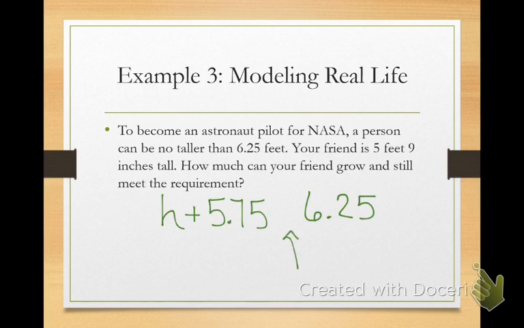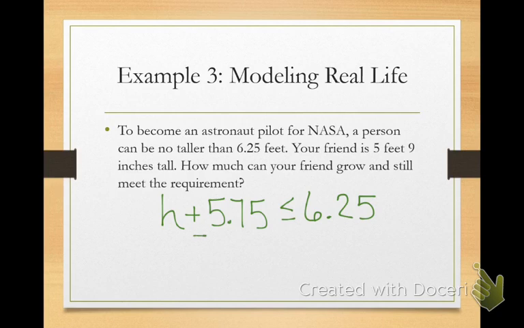How does that need to compare to 6.25? It needs to be less than or equal to, because if he's 6.25, he's still okay. Or she. Why do I keep saying he? It could be a she. Could be a female astronaut.